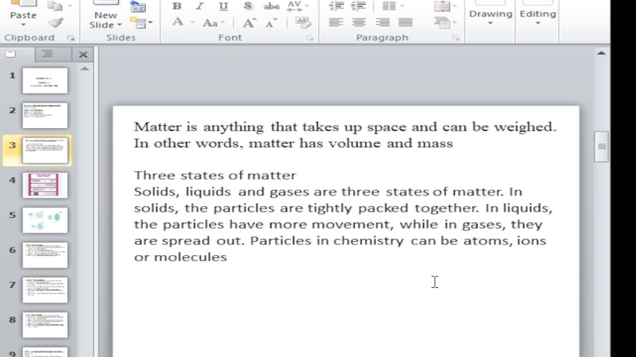There are 3 states of matter: solids, liquids, and gases. In solids, the particles are tightly packed together. In liquids, the particles have more movement, while in gases, the particles spread out. Dear learners, particles in chemistry can be atoms, ions, or molecules.